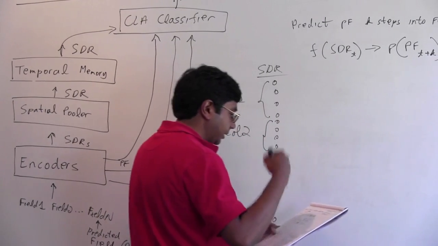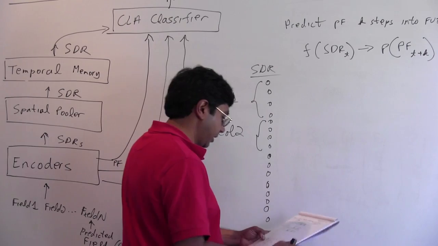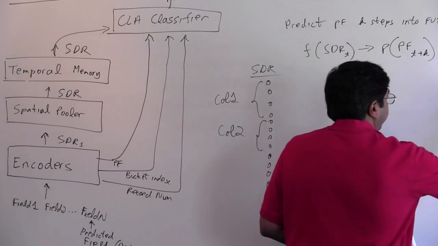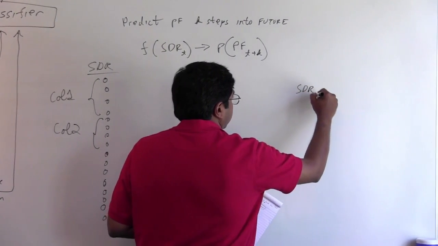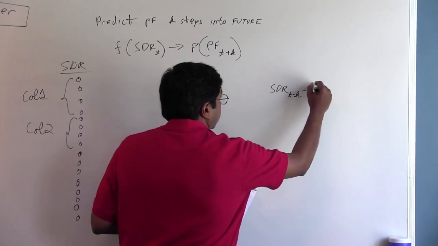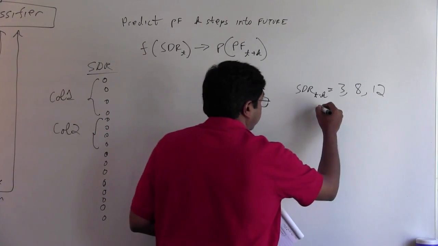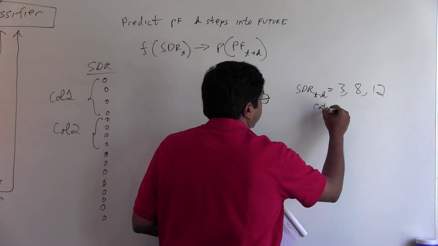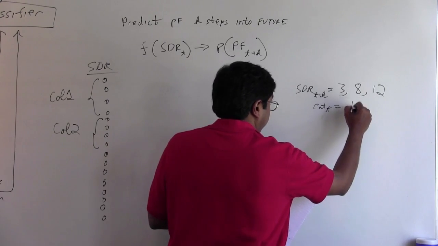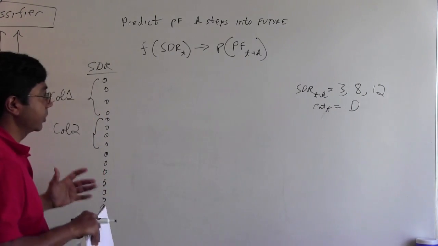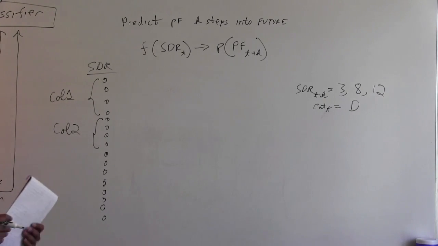Okay, so we're predicting k steps into the future. And remember, it keeps a buffer of the last k SDRs. So let's say an SDR comes in that's 3, 8, and 12, and your category at time t is D. Okay, so that's what you have right now. 3, 8, and 12 are the bits that are on? The 3, 8, and 12 are the indices of the bits that are on.